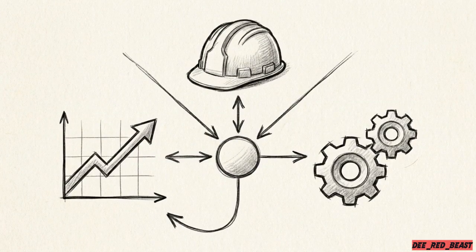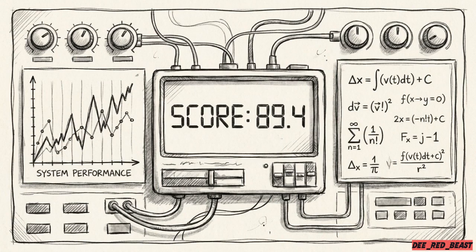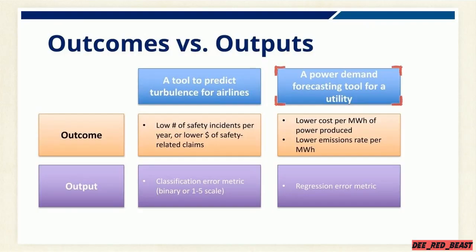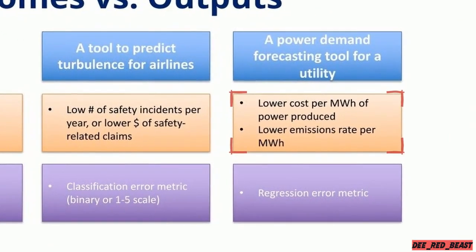This is the desired real-world impact of the product, usually measured in financial savings, physical safety, or operational efficiency. Second, you define the model output. This is the technical evaluation metric engineers use to grade the algorithm itself. Looking at this table, focus on the utility power demand forecasting tool on the right. The business outcome is straightforward, lowering the cost and emissions rate per megawatt hour. To get there, the engineering team uses a continuous regression error metric to track the model's output.